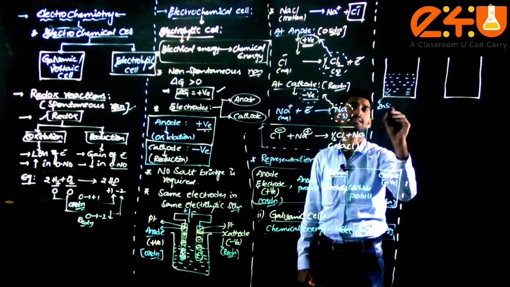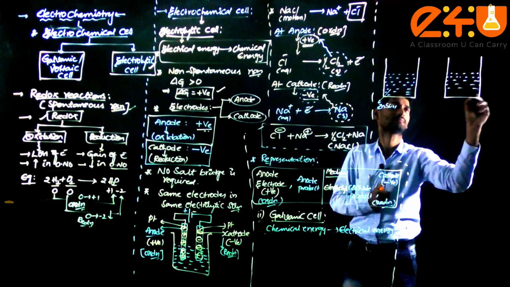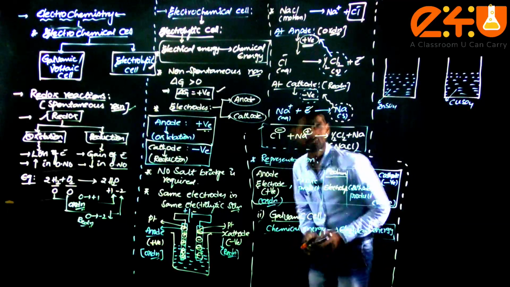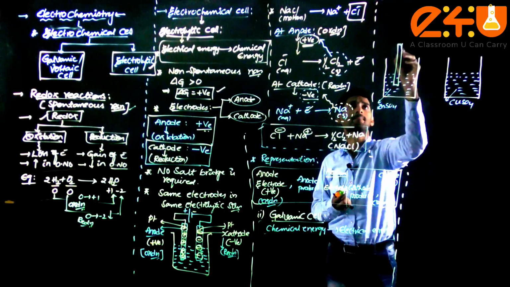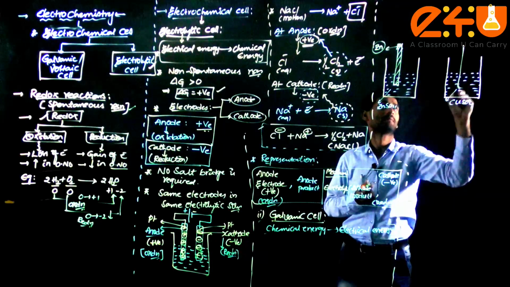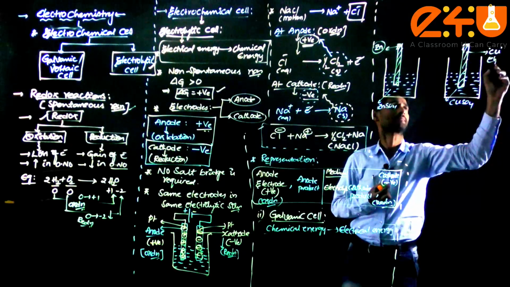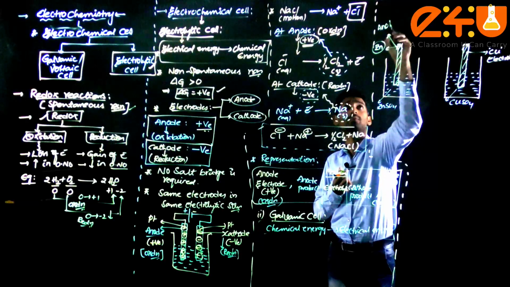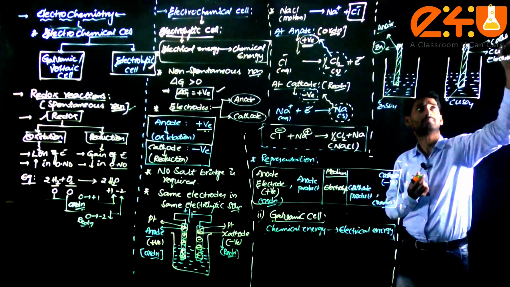This is a zinc sulfate solution I am taking. This is a copper sulfate solution I am taking. In the two solutions I am adding here a zinc electrode, and here a copper electrode. Here the zinc electrode acts as the anode. Next, the copper acts as the cathode.